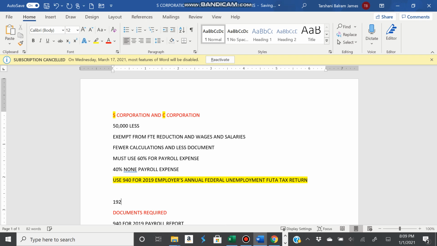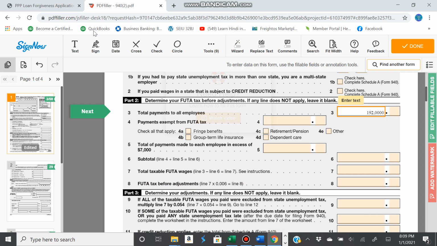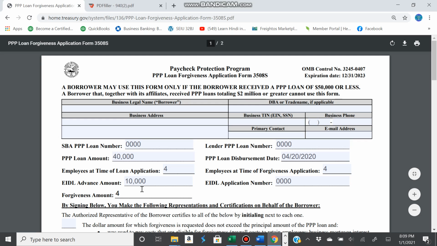So we have 192,000 divided by 12 times 2.5. This gives us $40,000. So that amount we would place here. It is so simple, guys.